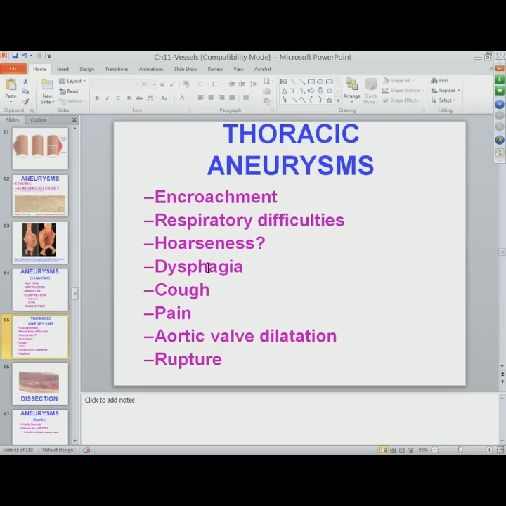Dysphagia, if it presses on the esophagus. Cough, if it presses on the lung or even larger bronchial structures. Pain, because of its expansile effect. Aortic valve dilatation, if it's involving some obstruction to aortic outflow. And of course, the greatest feared sequela, especially the large aorta, especially the thoracic, is rupture. A ruptured thoracic aneurysm is generally fatal. Okay.